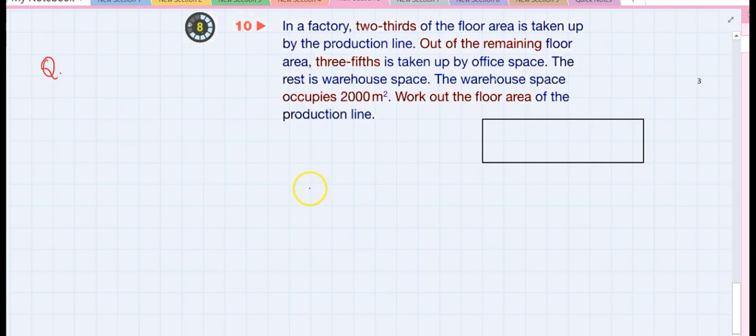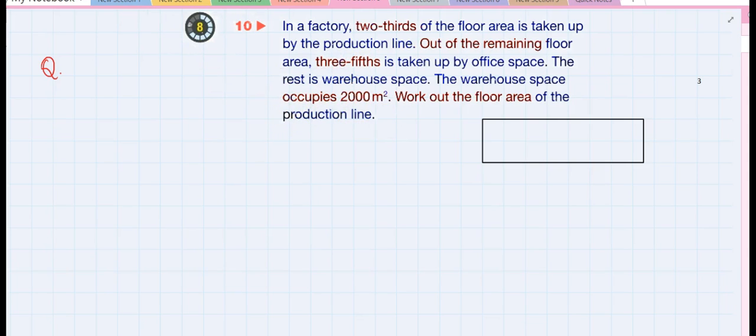Now let's try to solve this example. This is question number 10. In a factory, 2/3 of the floor area is taken up by the production line. Out of the remaining floor area, 3/5 is taken by the office space. The rest is warehouse space. The warehouse space occupies 2000 meters square. Work out the floor area of the production line.